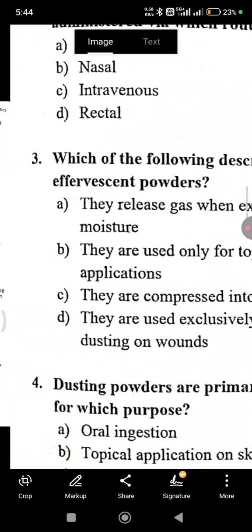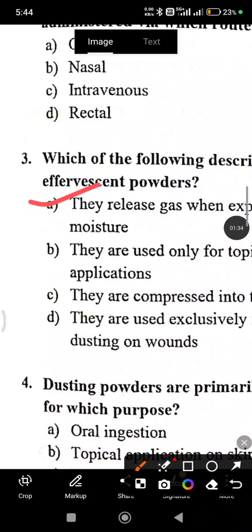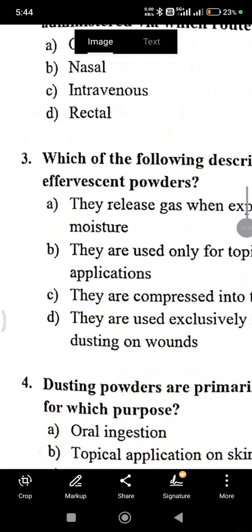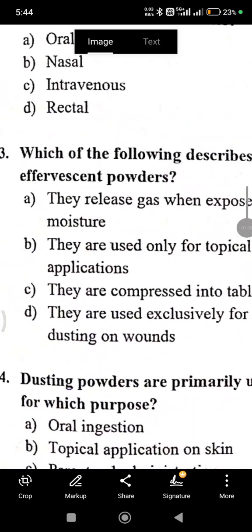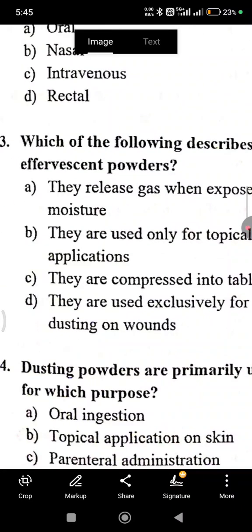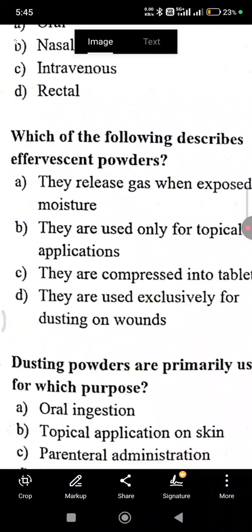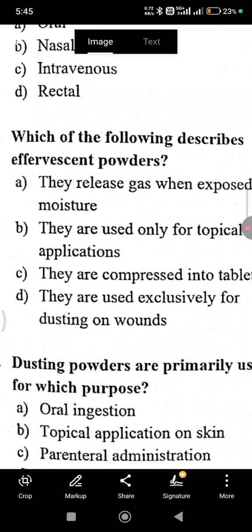For question number 3, the right answer is that they release gas when exposed to moisture. Effervescent powder releases gas, that means carbon dioxide is released. They release gas when exposed to moisture or water.